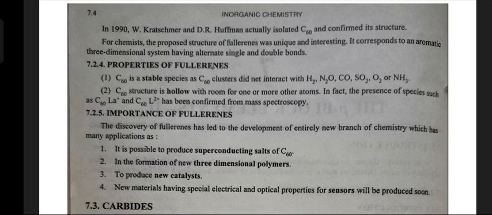The properties of fullerene. The carbon 60 compound, that is fullerene, is a stable species, as cluster C60 did not interact with hydrogen, carbon monoxide, sulfur dioxide, oxygen and ammonia. The carbon 60 structure is hollow with room for one or more other atoms. In fact, the presence of species such as C60 lanthanum and C60 L2 plus has been confirmed by mass spectroscopy.